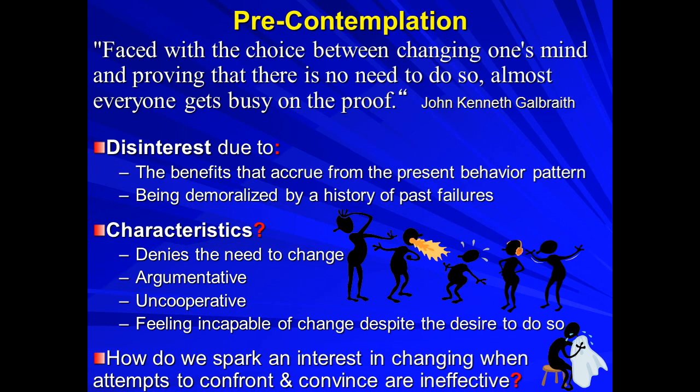So how then do we spark an interest in changing when our attempts to confront this youngster's ways and values and arguments and convince them that their present action pattern is ineffective in helping them gain success in life? Yeah, their action profile is counterproductive and maladaptive to success in our mainstream society. So, given the strength of their resistance, how do we make an initial crack in that hardened defensive wall?